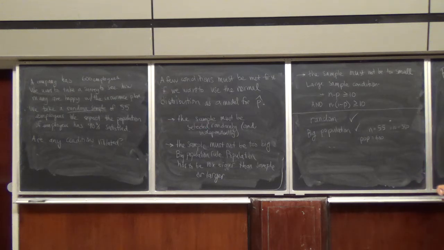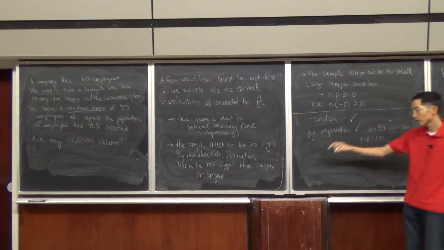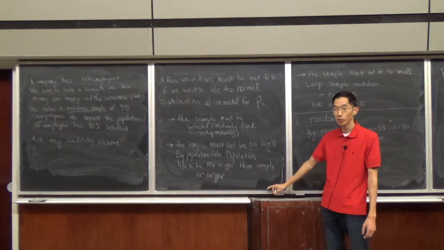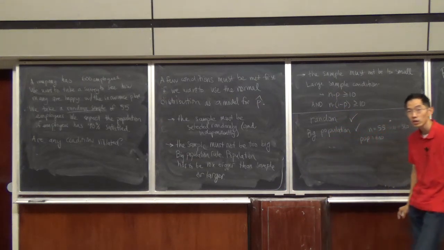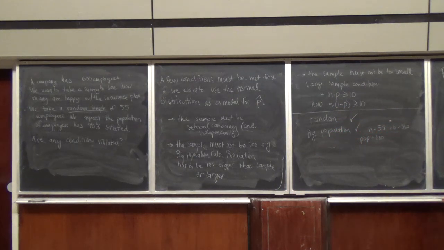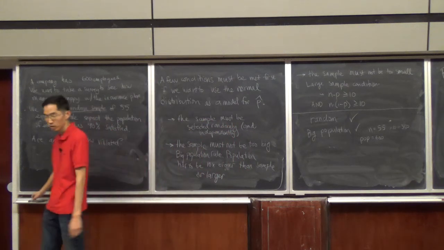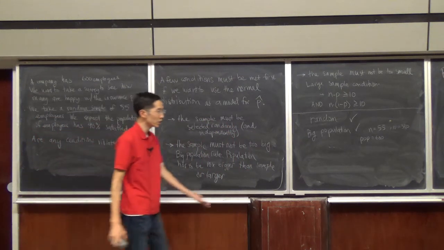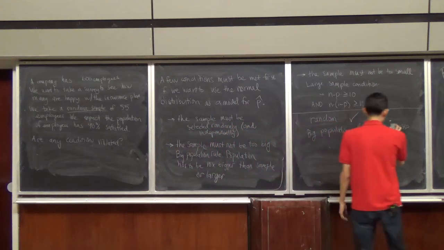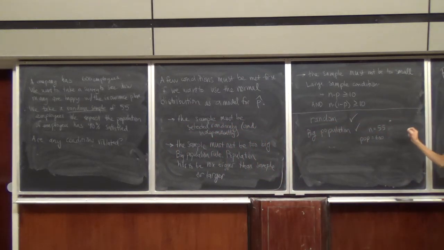Wait, it's 55 times 10? Our sample size n is 55, but to check this, we have to do 10 times our sample. To check the second condition, you always multiply the sample by 10 and make sure your population is bigger than that. So 10 times our sample is 550, our population is 600, so this is met.